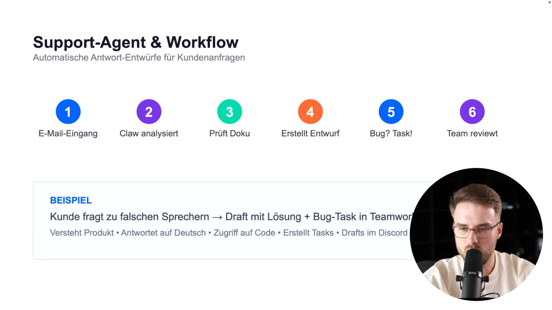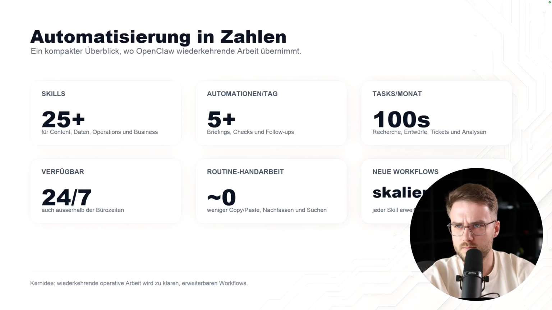So we use Microsoft 365, then it creates a draft right away via the Microsoft Graph API. There too, we told it, OpenClaw, there's the Microsoft Graph API, please go write yourself a skill. And it did it itself. So we didn't have to write it ourselves, but it went to look at the documentation itself and created a skill. And if a customer asks something about wrong speakers now, it creates a draft with the solution right away and creates a bug if a task is needed in Teamwork. So it understands this product, it answers the way we would answer, it has access to the code, it can create tasks, and that's just a process that would otherwise take 10, 15 minutes, and now it's just fully automated. So it already helps extremely.